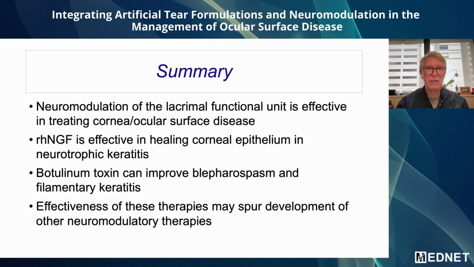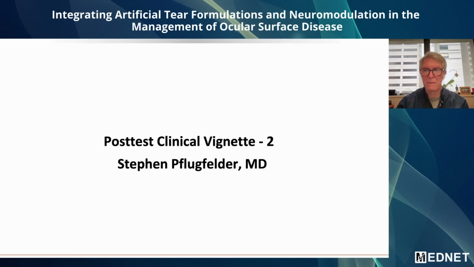So in summary, neuromodulation of the lacrimal functional units is effective in treating cornea and ocular surface diseases. Recombinant human nerve growth factor is effective in healing corneal epithelium and NK. Botulinum toxin can improve blepharospasm and filamentary keratitis. And the effectiveness of these therapies may spur development of other neuromodulatory therapies.